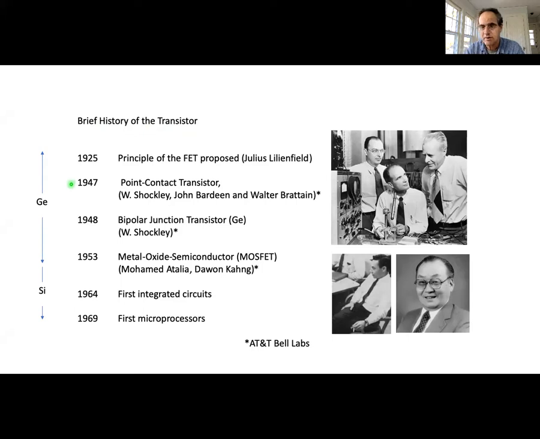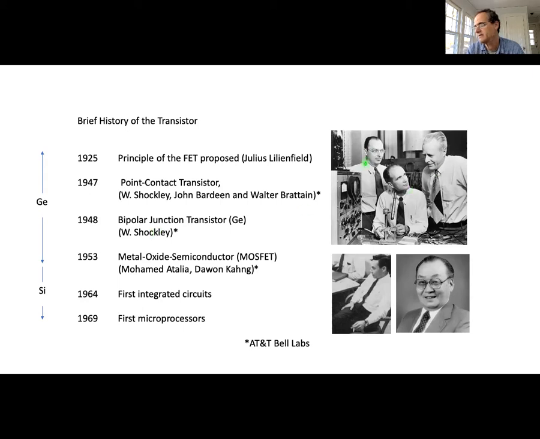The first working transistor was a point contact transistor made in 1947 by Shockley, Bardeen, and Brattain, who are all pictured here. They all worked at Bell Laboratories, and of course, this is a very famous discovery. But the point contact transistor itself was not a very useful device. It demonstrated the principle, but it was very delicate and expensive to make. In 1948, the first practical transistors, bipolar junction transistors, were made by Shockley in collaboration with these others.